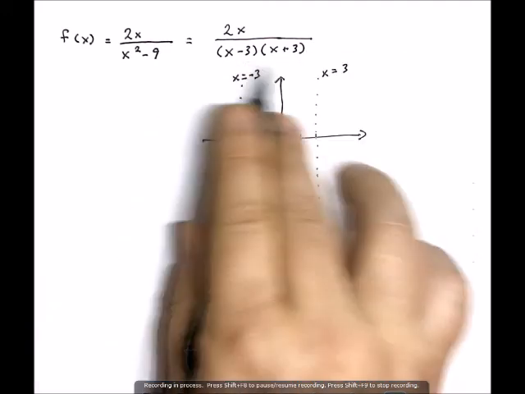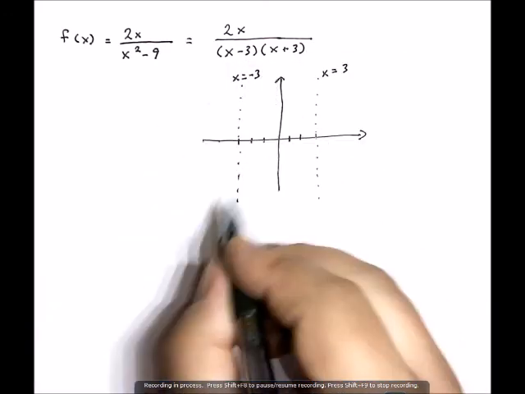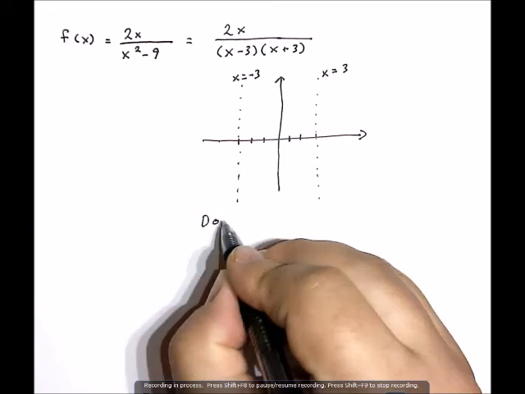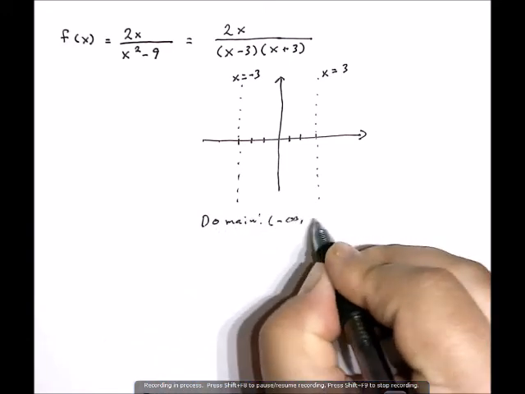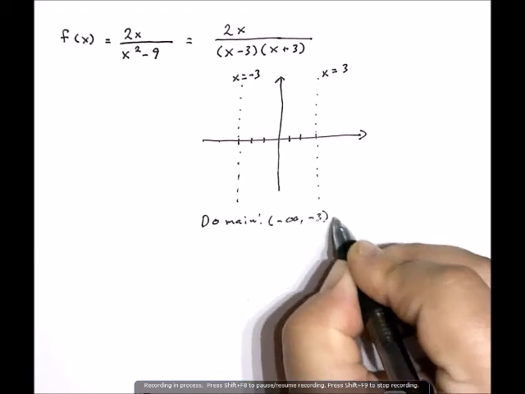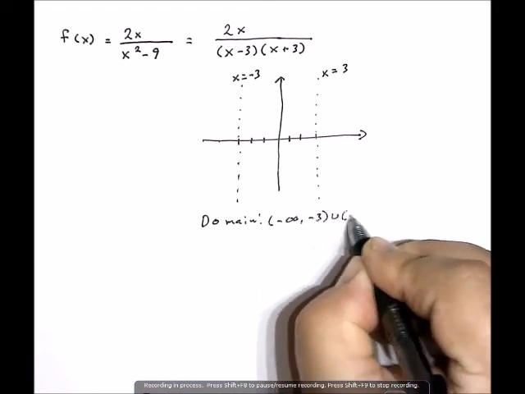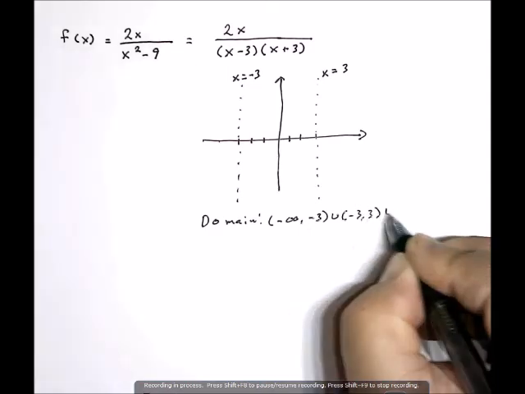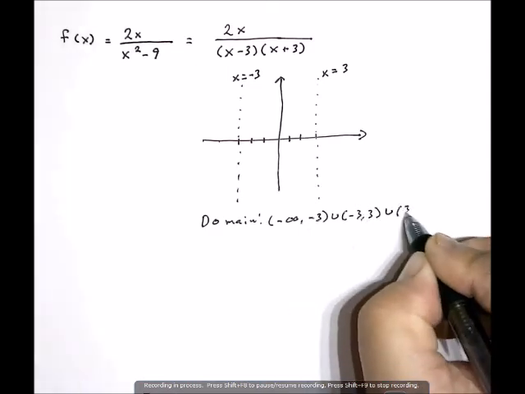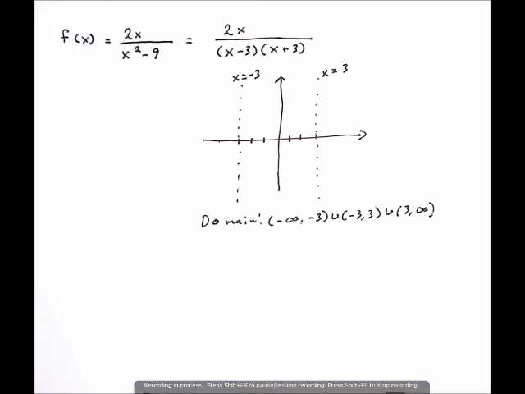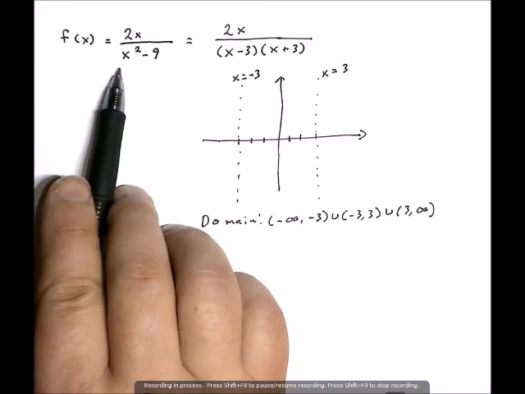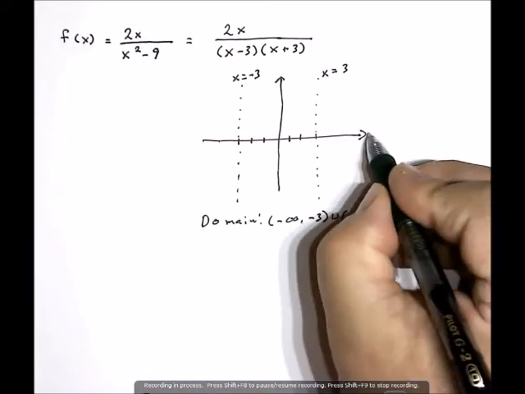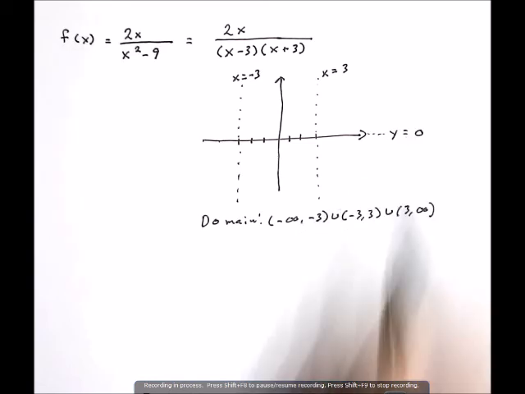And since I didn't cancel anything, the domain is going to exclude both of those points. So negative infinity to negative 3 unioned with negative 3 to 3 unioned with 3 to infinity. Let's see, next comes the horizontal asymptote. Degree on the top is 1, degree on the bottom is 2, so y equals 0 is my horizontal asymptote.